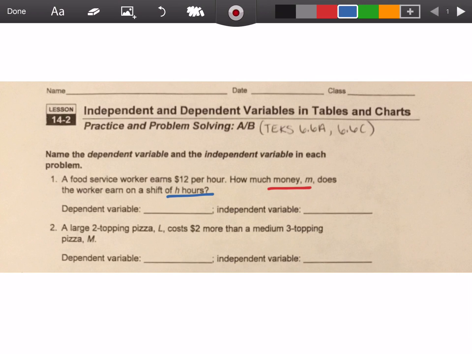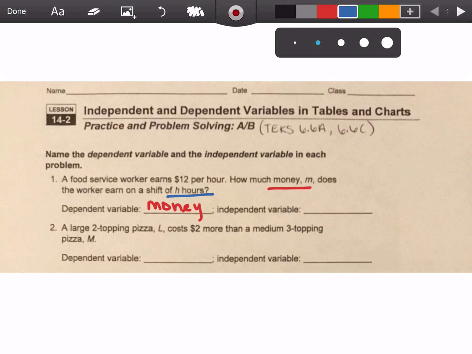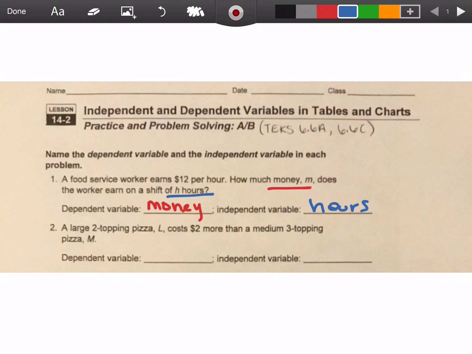So you ask yourself, which one depends on the other? Well, how much money you get depends on how many hours you work. So money is our dependent because it depends on how many hours you work. And then the independent is hours because it controls how much money you get. So the more hours you work, then you get more money. Hours has to happen first. You have to work first before you get the money.